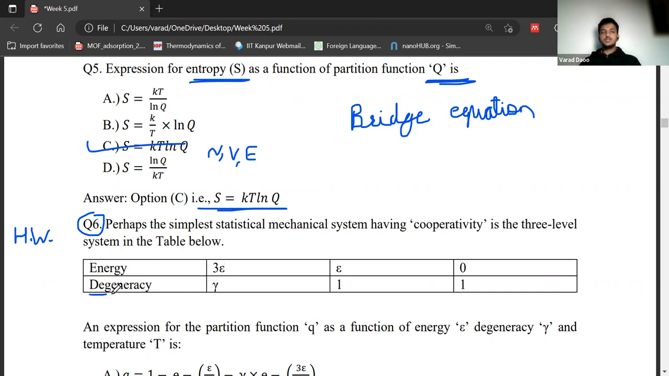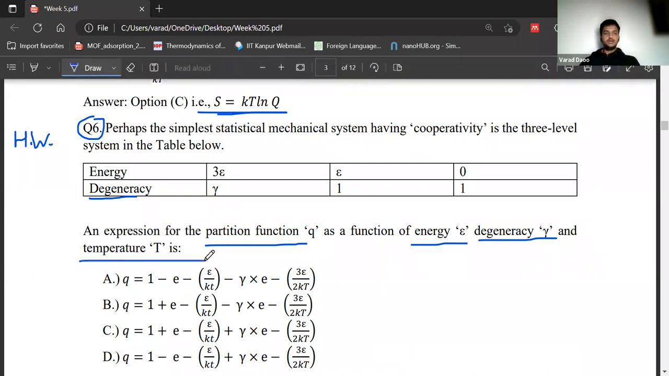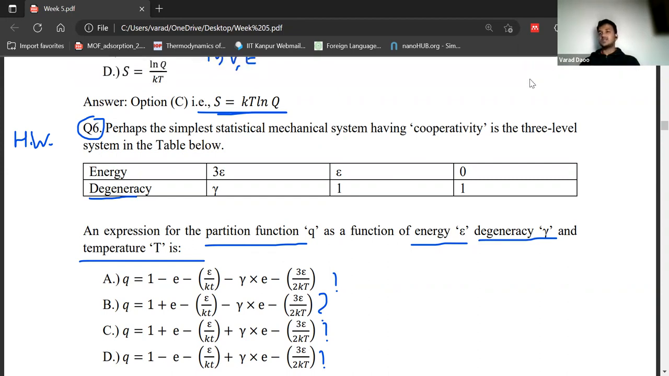Degeneracy basically means the number of molecules occupying these energy states. So the degeneracy of the level with energy 3 epsilon is gamma, epsilon is 1, and the level having energy 0 has degeneracy 1. What we have to find is an expression for the partition function Q as a function of energy epsilon, degeneracy gamma, and temperature. Is it this, or this, or this, or this? I'll give you a couple of minutes to write it down, and we'll discuss it in the next class.